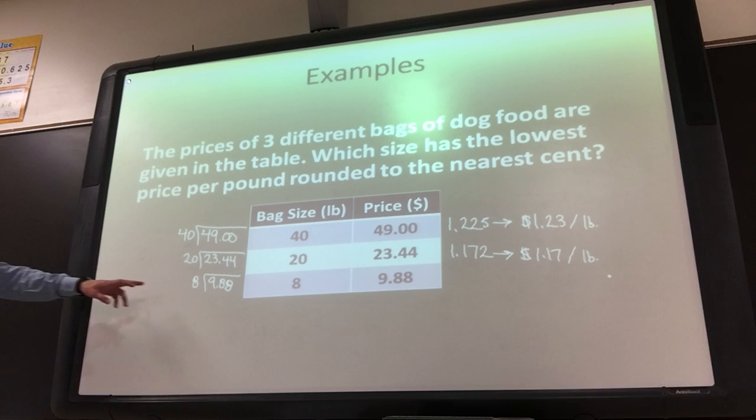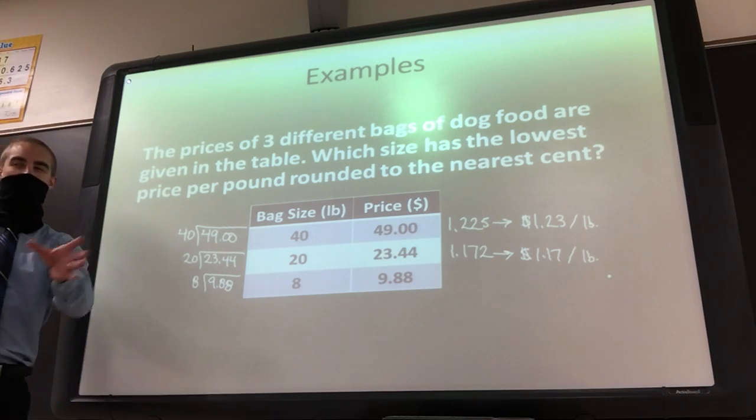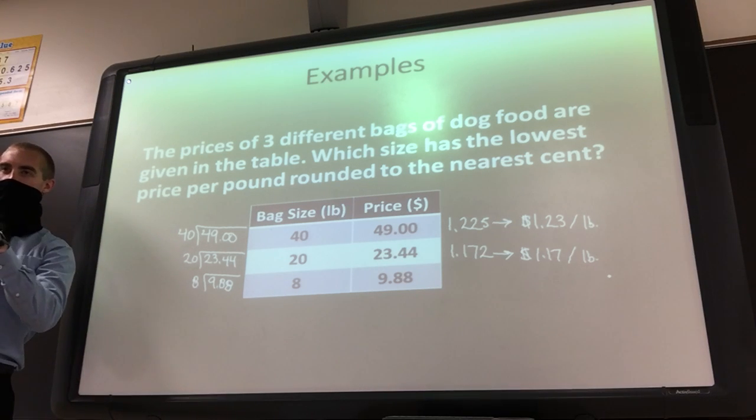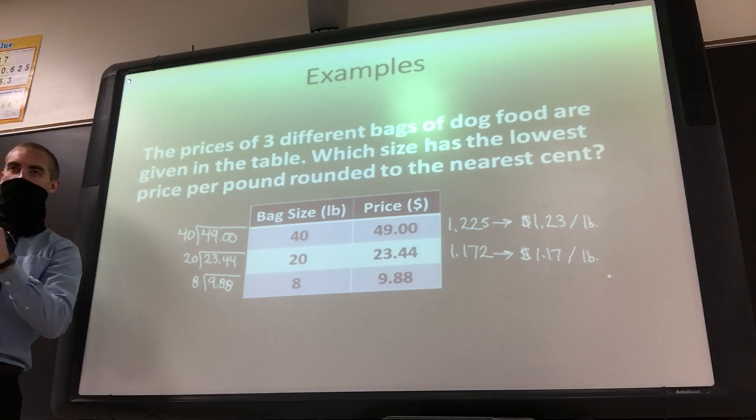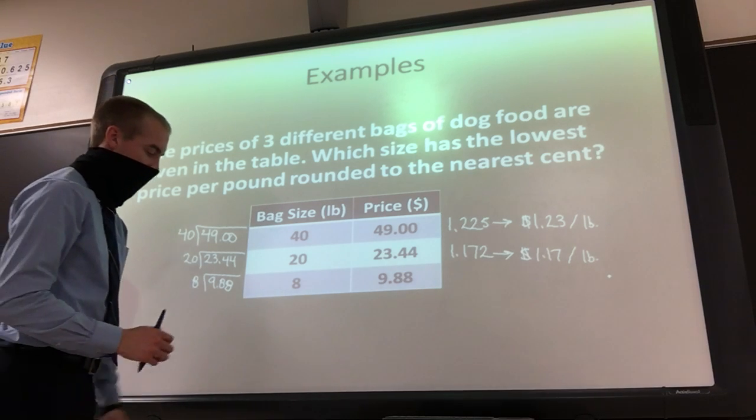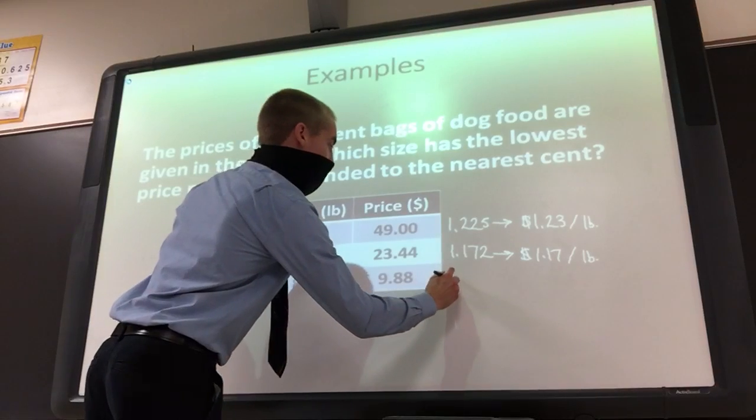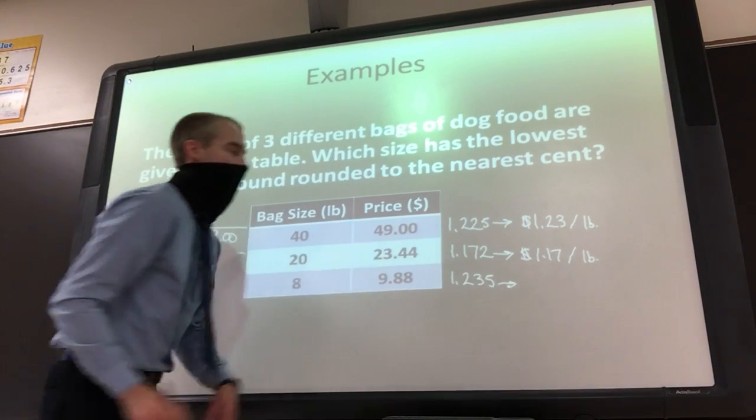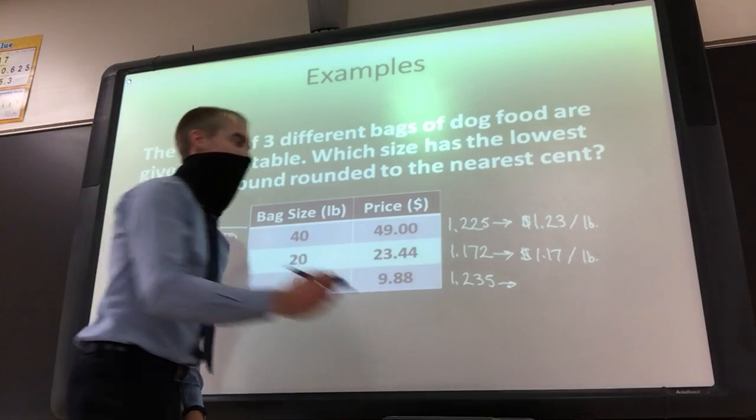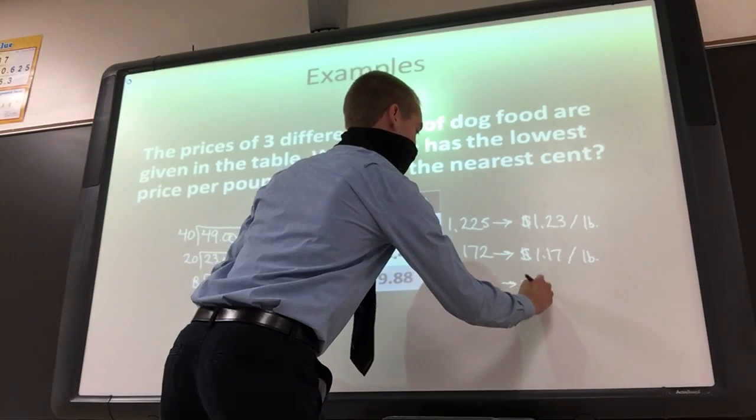And then for the 8-pound bag, usually the smallest bag or the smallest amount is the biggest price. Usually if you buy smaller, it's the most expensive. You get 1.235. Round that, it goes up to $1.24.